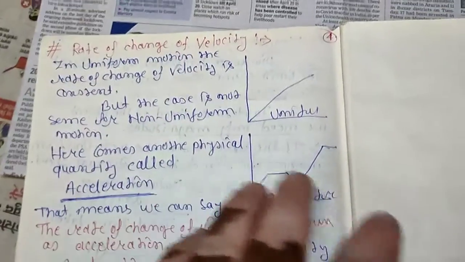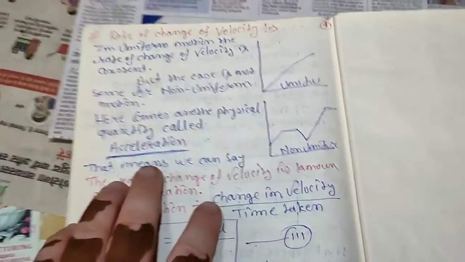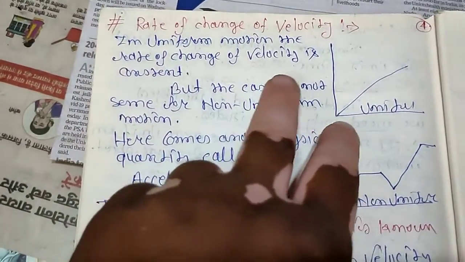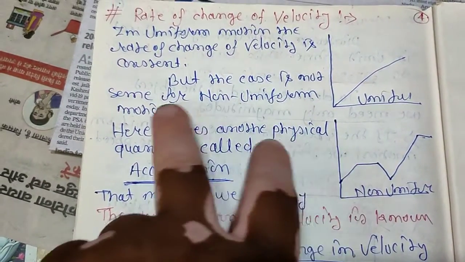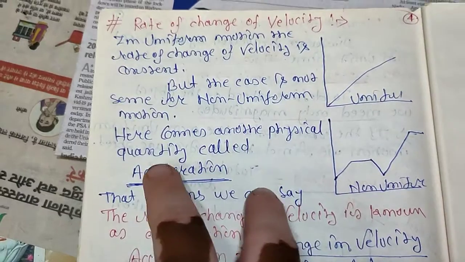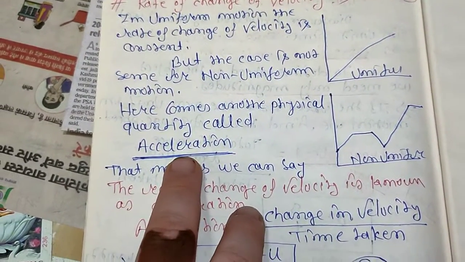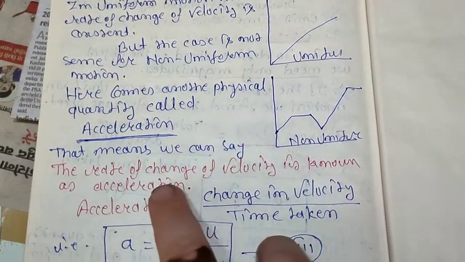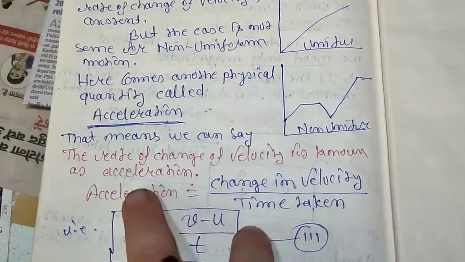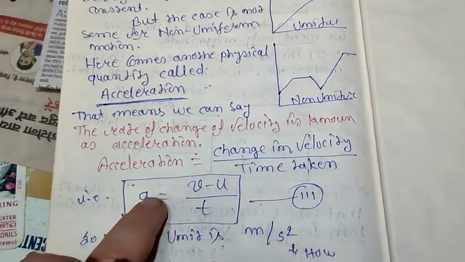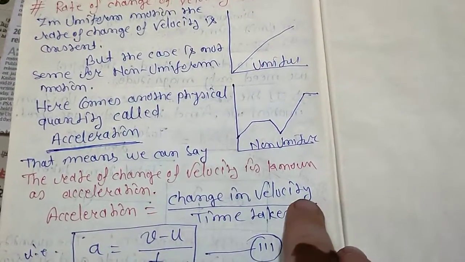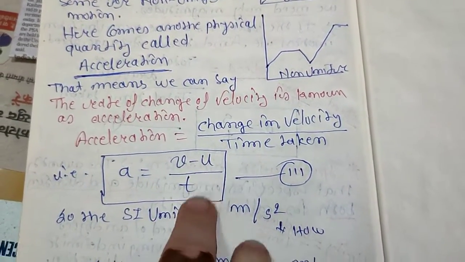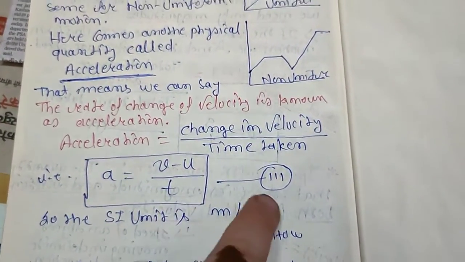So this is the nature of non-uniform motion, and here we will observe the change in velocity. Whenever a change in velocity appears, at that point one more physical quantity appears, and that is known as acceleration. In uniform motion the rate of change of velocity is constant, but the case is not the same for non-uniform motion. Listen carefully, the rate of change of velocity is known as acceleration. Mathematically, acceleration is the change in velocity over time taken. It is denoted by a is equal to v minus u over t, and it will be your third equation.